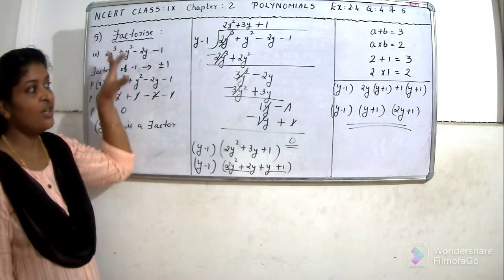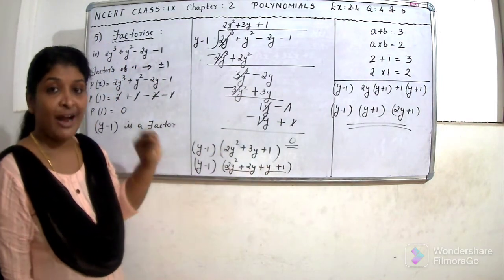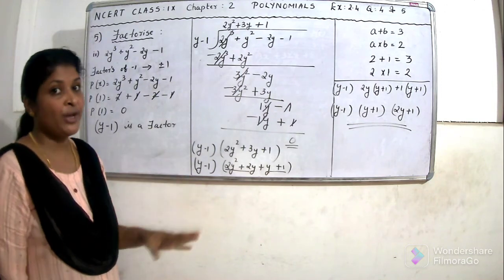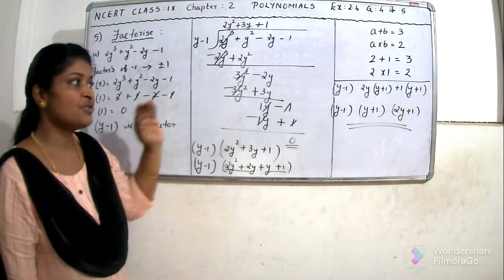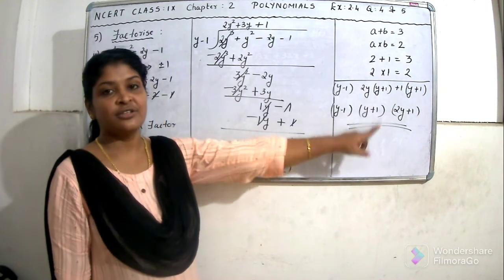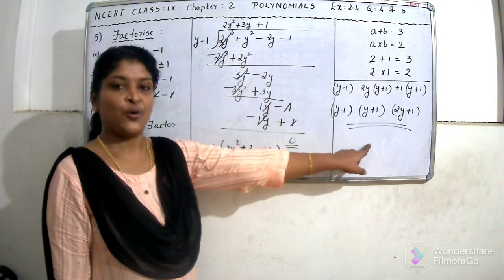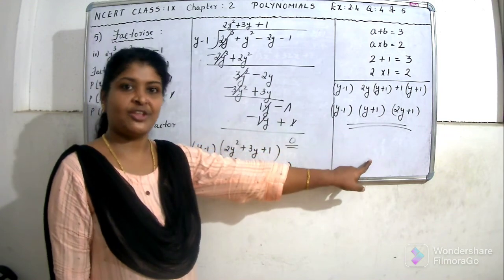Okay, so here we practiced the factorization of a cubic polynomial. Total 3 process. Okay, in this 3 process we have to complete. So we will get the 3 factors. So I hope you understand all the solutions. Thank you.